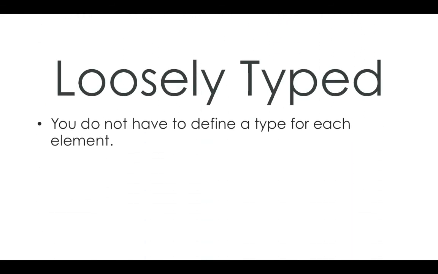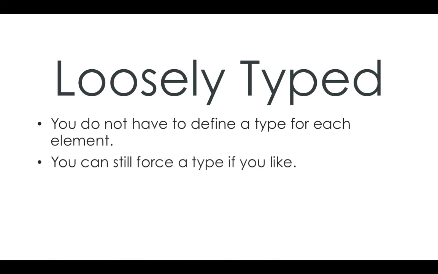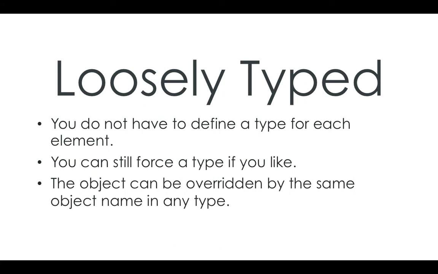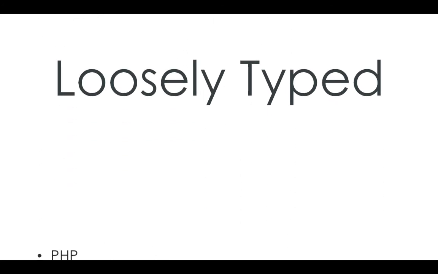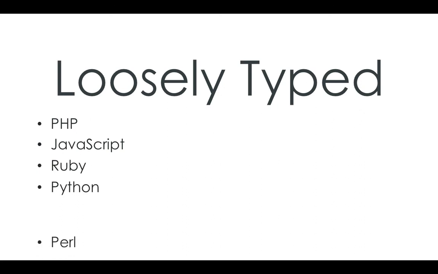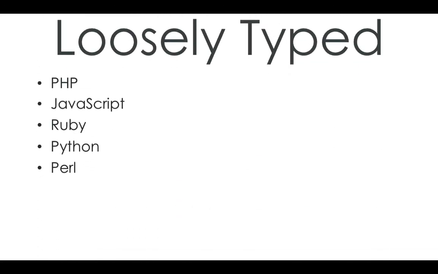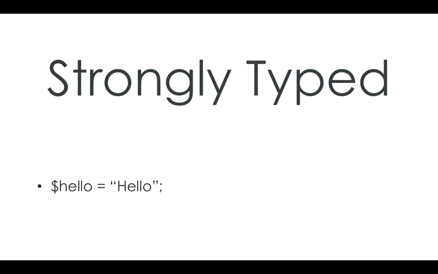Loosely typed languages, you don't have to define a type for each element. You can still force a type if you like, which I'm going to show you how to do. The object can be overridden by the same object name in any type. So let's have a look at these. PHP is loosely typed, JavaScript, Ruby, Python, Perl. All of those are loosely typed. This should say loosely typed in the title.